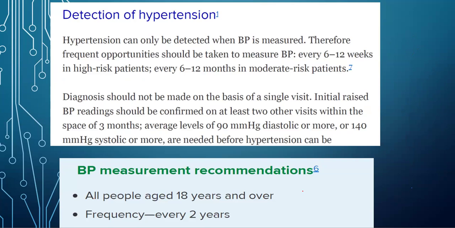Now, just because a patient has high blood pressure just once in your office doesn't make that patient hypertensive. Diagnosis should not be made on the basis of a single visit. The initial BP reading should be confirmed on at least 2 other visits within a space of 3 months. And within a space of 3 months, if the average blood pressure is above 140/90, then you can diagnose a patient with hypertension. Okay?